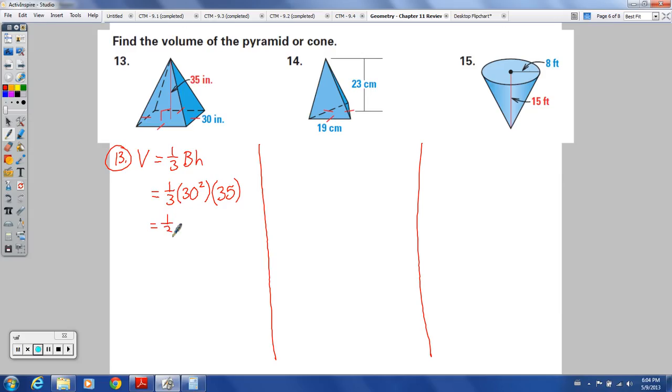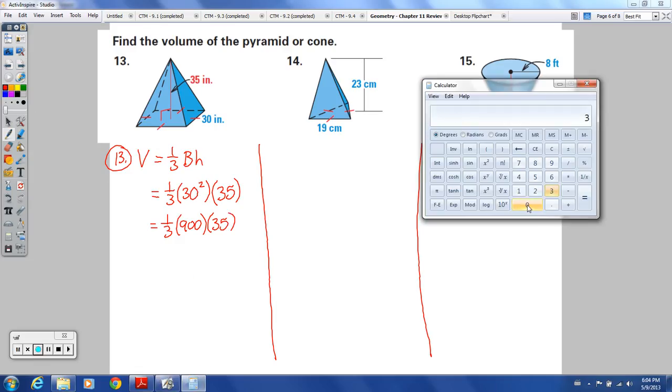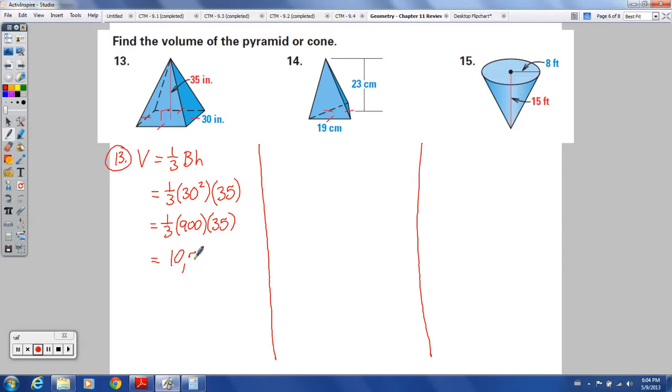So here we have 1/3 times 900 times 35. 1/3 of 900 is 300, and 300 times 35. Oops, I got too many numbers. Clear that. There we go. 300 times 35. I swear I only hit that 0 twice, but sometimes it does that on me. It's fickle. It's finicky. And this should be our correct answer: 10,500 inches cubed. Volume, cubic units still.